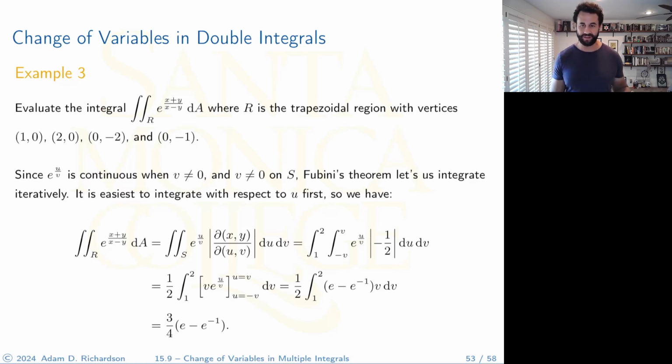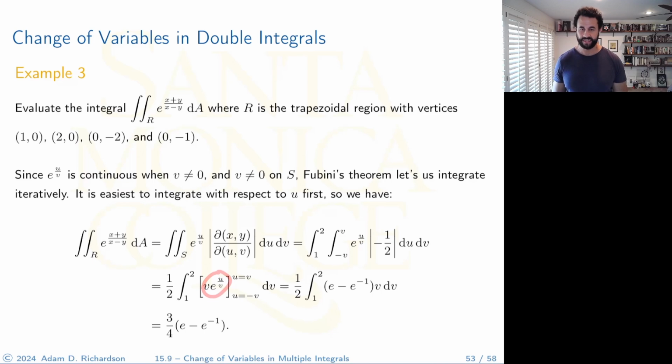Now, after all of that, you should feel a little bit of a breath of relief because you're like, oh, okay, this one is not so bad, right? I can pull the 1/2 out all the way to the front, and then I'm just integrating e to the uv, and I'm integrating with respect to u first, right? So that's not so difficult to compute an antiderivative for.